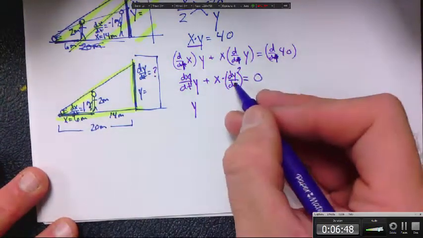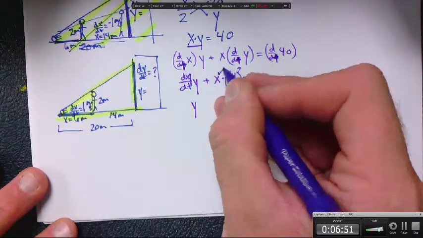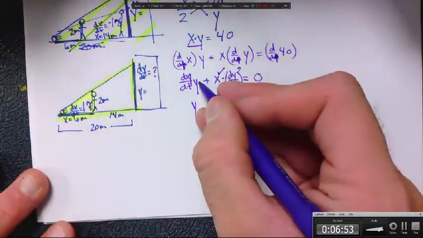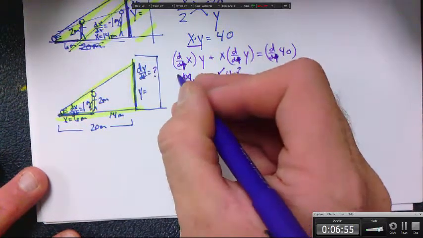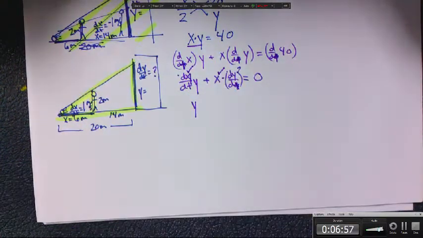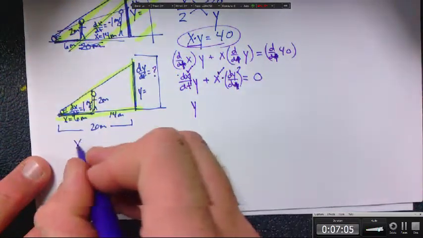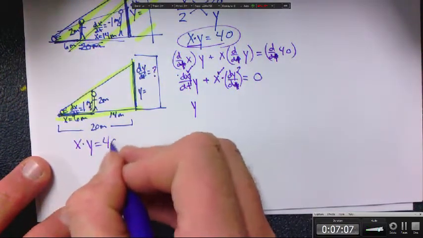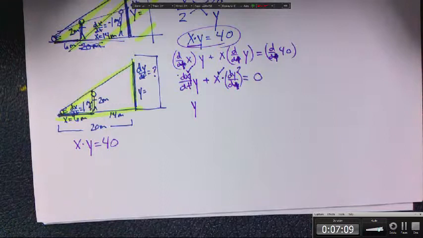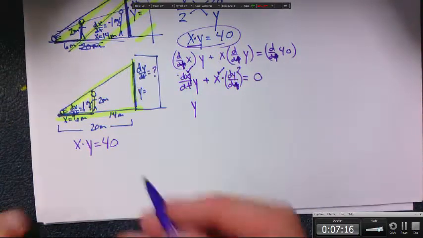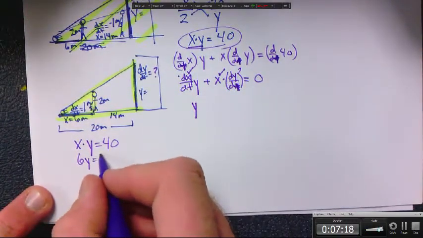In order to find what dy dt is, we also need to know what x is, which we do. We also need to know what y is, which we don't know. And we need to know what dx is. So we have everything we need except for the variable y. But we can get that using this formula right here. X times y equals 40, because we know what x is. It's in our picture. X is 6.